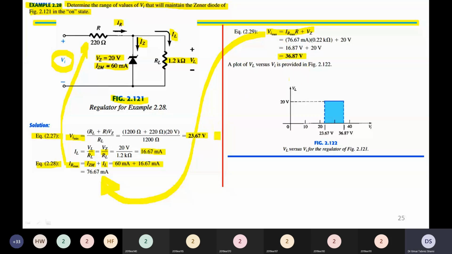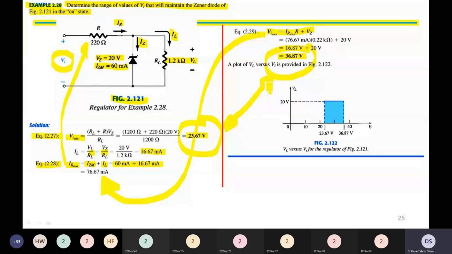So the range of voltage that we can apply for this circuit ranges from 23.67 volt to 36.87 volt. This is the range of voltage that will ensure that the Zener diode is in the on state, and we can use a resistance RL of 1.2 kilo ohms.